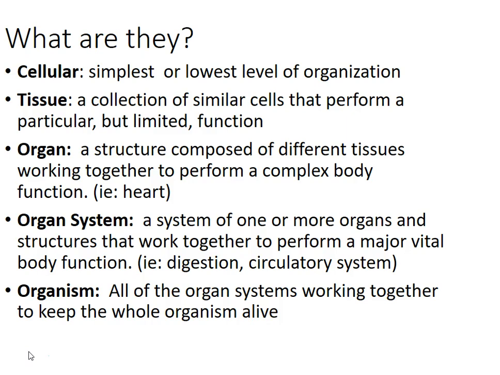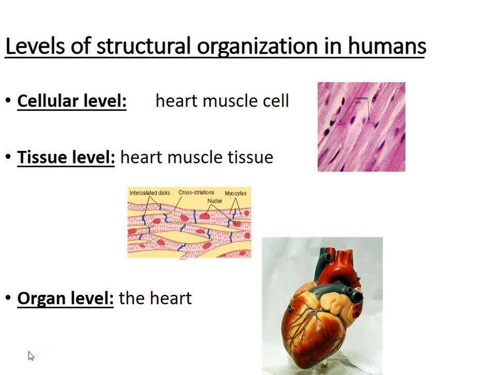Then we have the organ system level, and at the organ system level, we have several organs and structures working together to perform a vital body function. So for example, your digestive system, your circulatory system, your nervous system. And then at the most complex level is the whole organism. So it's all of the organ systems working together to keep that whole organism alive.